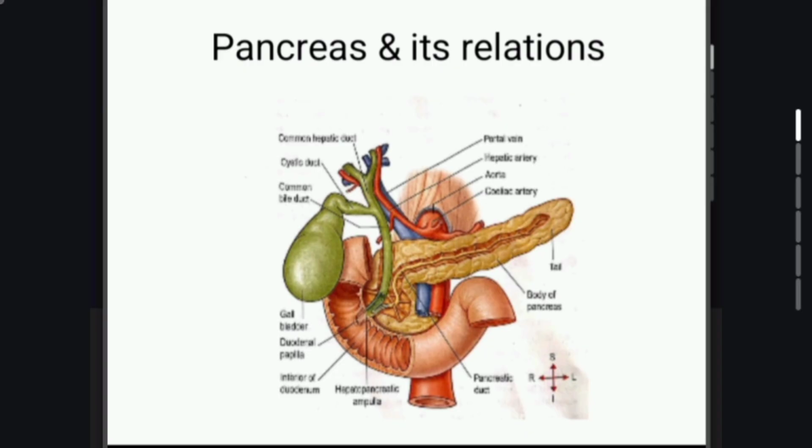Then you can see the duodenal papilla. You can see the hepatopancreatic ampulla, where basically the common bile duct and the pancreatic duct come together. Then we have the hepatopancreatic ampulla, and so it comes to the papilla and now releases its contents into the second part of the duodenum. You can see the interior part of the duodenum, the inside part of the duodenum.